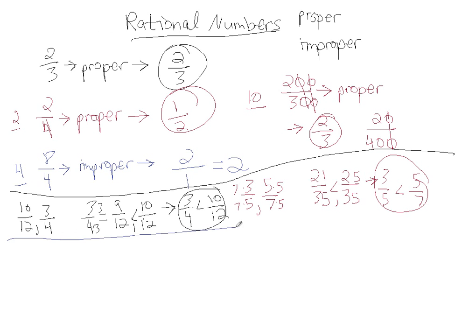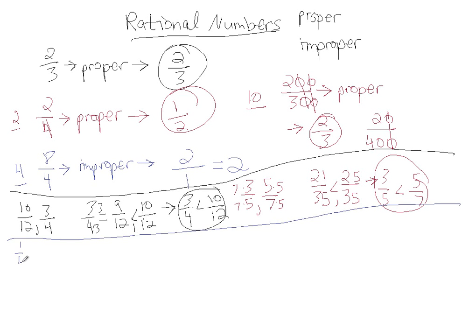Now that we know how to compare rational numbers, let's order a set of rational numbers. We did this earlier with integers. We simply took the negative numbers and the positive numbers and looked on the number line to see which ones come from least to greatest or greatest to least. So let's order this set of rational numbers.